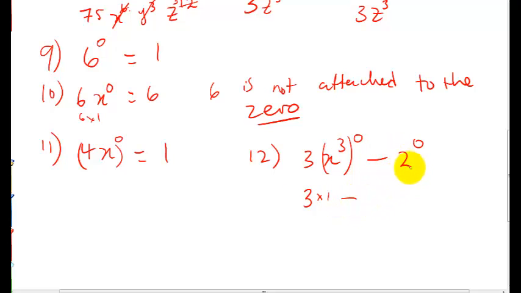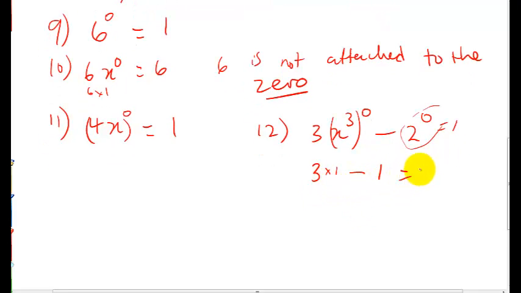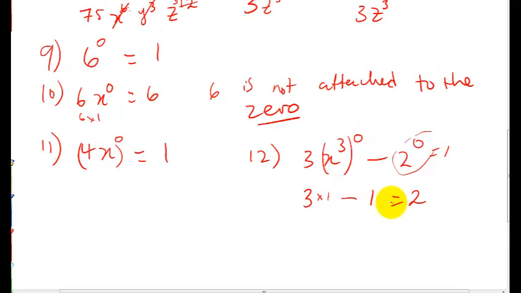Take away, and it's not take away 2. That's what a lot of students try to see. It's 2 to the power of 0, which is 1. Okay, 2 to the power of 0 is 1. Be careful. And then 3 take away 1 is 2.